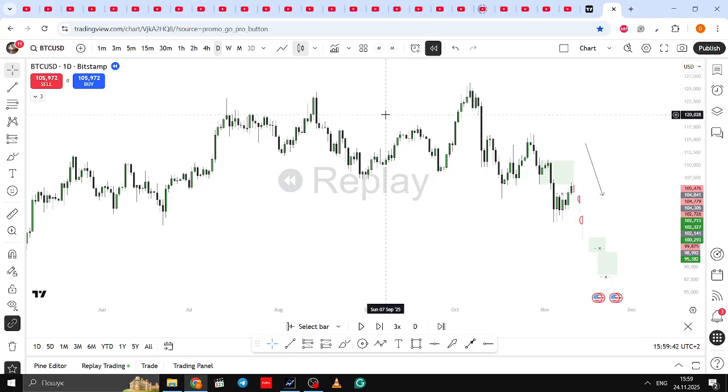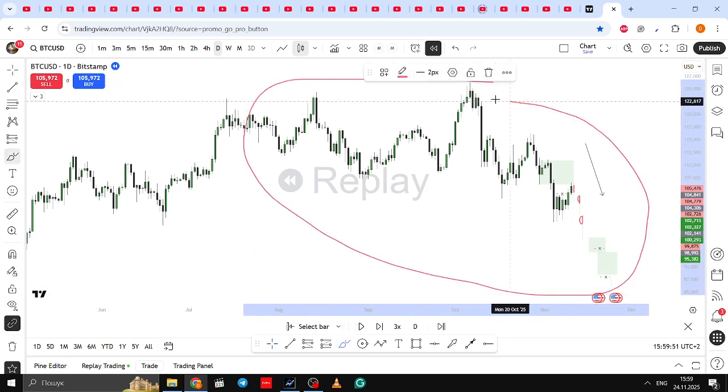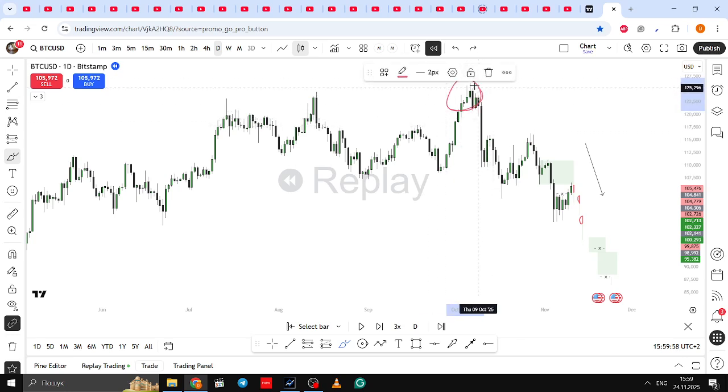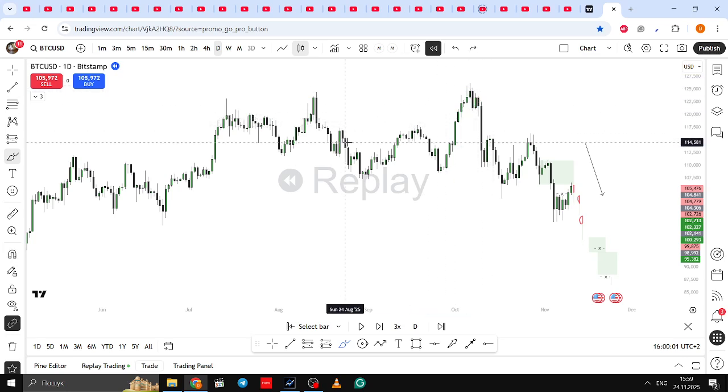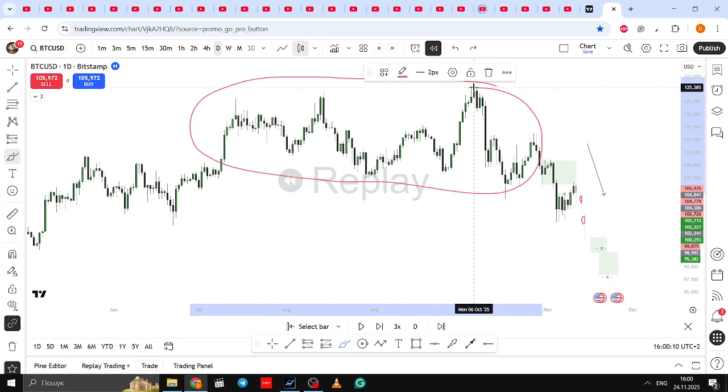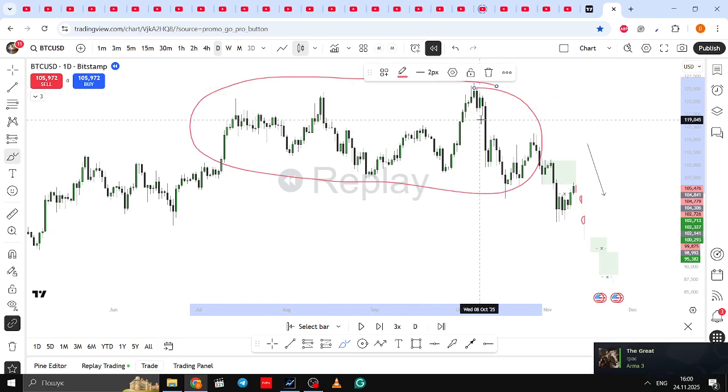For this move of the week, I chose BTC USD, and we will focus on this part of price action. Though the Bitcoin is definitely still in the uptrend here, after a big extension on monthly and weekly, basically here after new all-time highs, we can say that maybe, just maybe, this could be a distribution, okay.